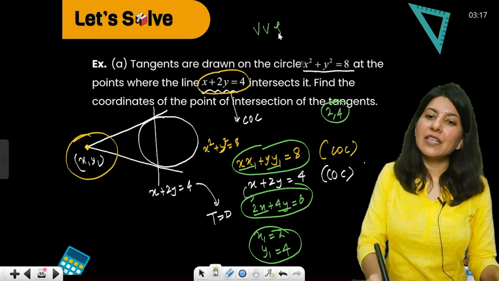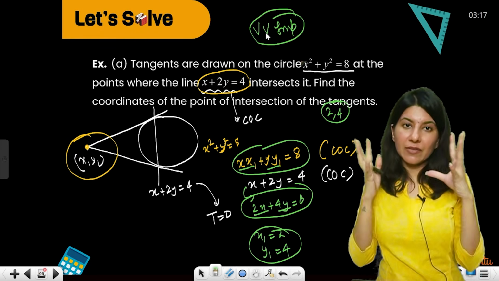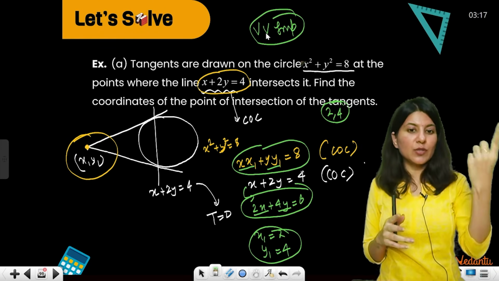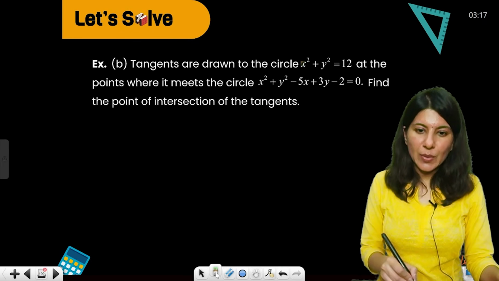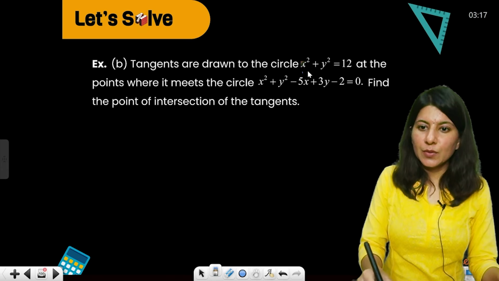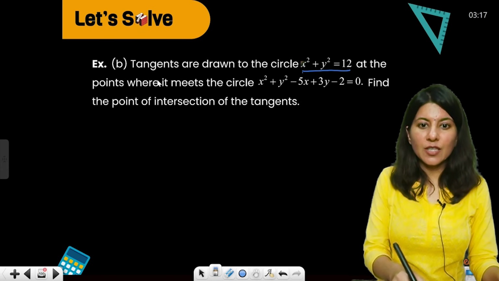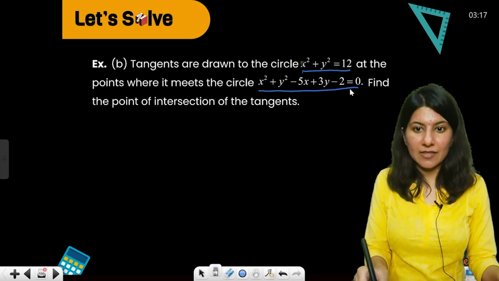Very, very important, because right now you're understanding, but when the question arises, you won't be able to think, okay, I have to do this. Okay. Chalo. Next question. Tangents are drawn to the circle at the points where it meets the circle.